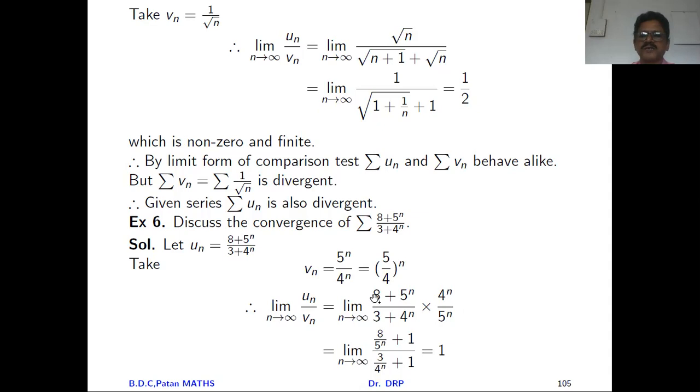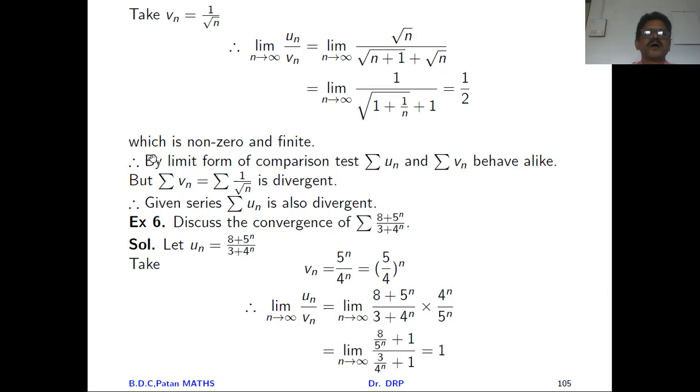So here 4 raised to n gets cancelled: 8 upon 5 raised to n plus 1 in the numerator. And in the denominator, you will get 3 upon 4 raised to n, and 5 raised to n gets cancelled. And here you will get 4 raised to n into 5 raised to n divided by the same quantity, which is 1. As n tends to infinity, the first term in the numerator as well as the first term in the denominator tends to 0, which means you will get the limit to be 1.